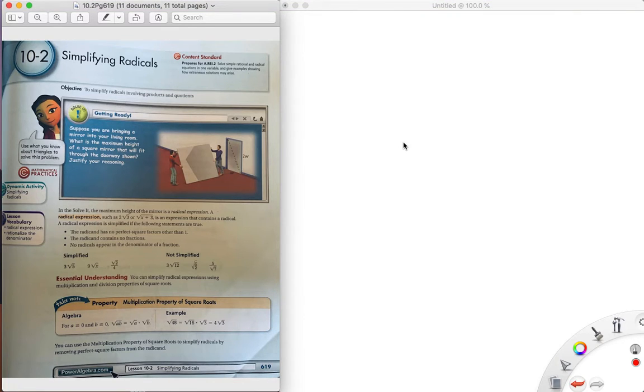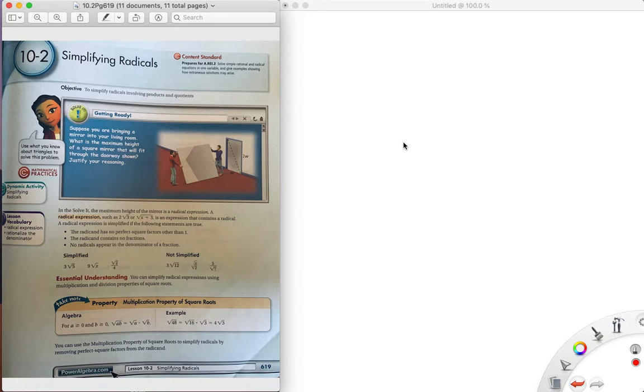Okay, so this is Algebra 1, Semester 2, Chapter 10.2, 10.3, Simplifying Radicals and adding and subtracting radicals of like terms. So, radical expressions.